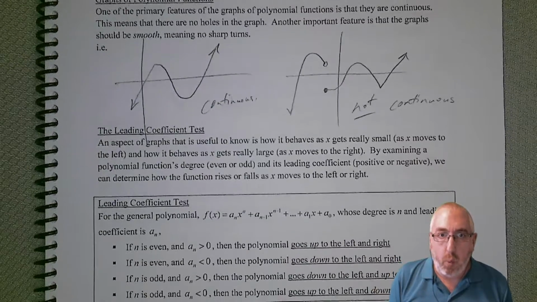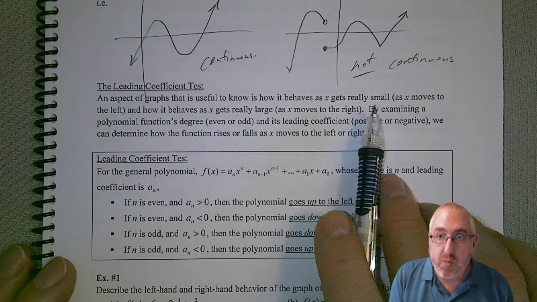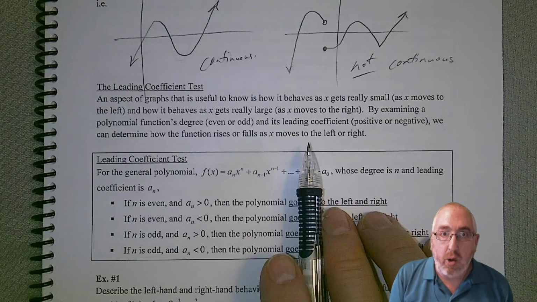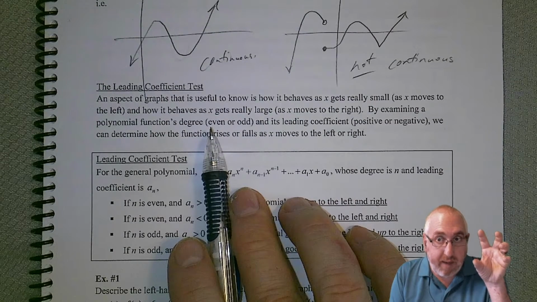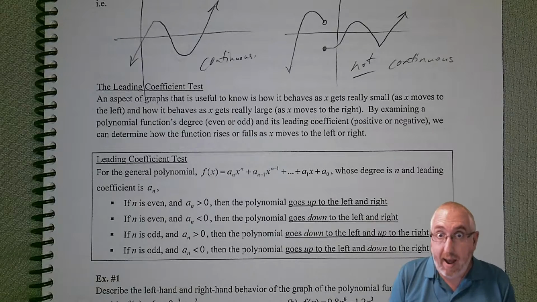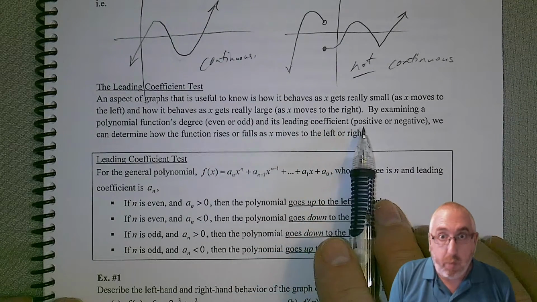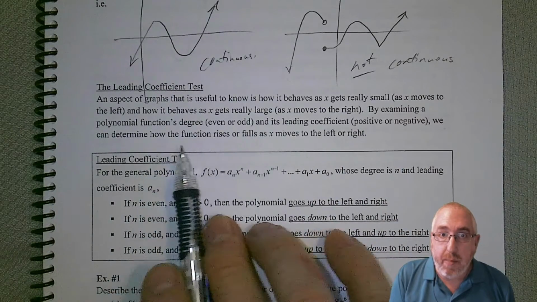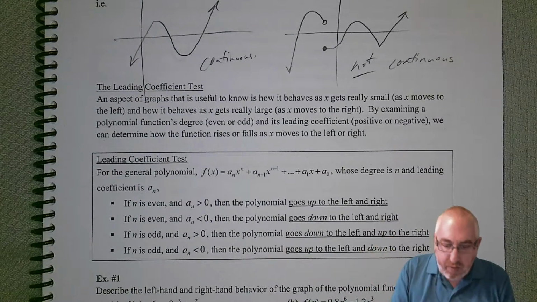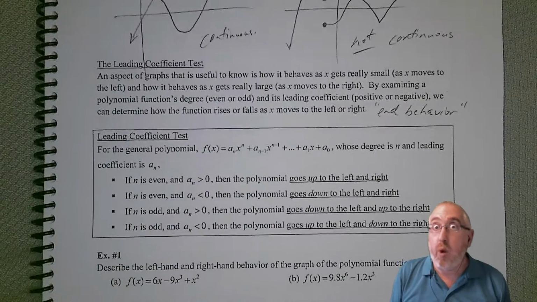All right, what are some other things we know? Well, we have this leading coefficient test. An aspect of graphs that is useful to know is how it behaves as x gets really small, as x moves to the left, and how it behaves as x gets really large, as x moves to the right. By examining a polynomial function's degree, remember that degree was the highest power of x in the function, whether it's even or odd is going to give us some information about the graph. And if we know the leading coefficient, which might be positive or negative and can cause a reflection, we can determine how the function rises or falls as x moves to the left or to the right. So again, just looking at that end behavior, that's another way to think of it. End behavior.